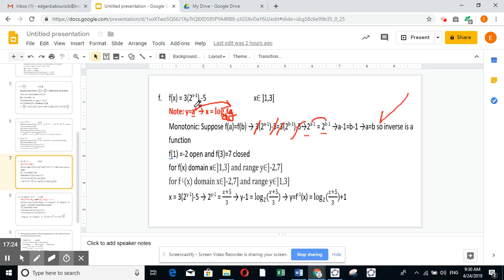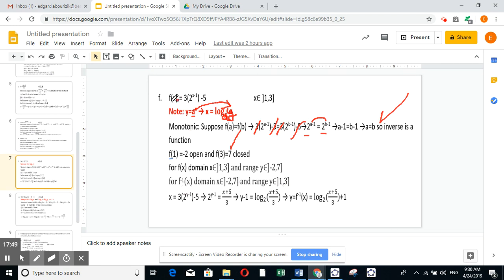So I need to find f of 1, so replace x by 1. 2 to the power 0, since 1 minus 1 is 0, is 1. So 3 minus 5 is minus 2. And if you replace by 3, 3 minus 1 is 2, 2 squared is 4, 12 minus 5 is 7, close here, open here. So this is the domain. The range will be from minus 2 till 7. And for the inverse, just as we did above, we switch.